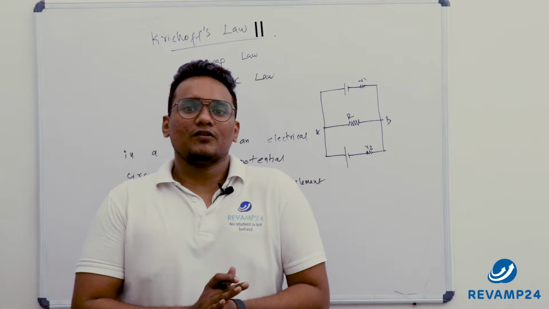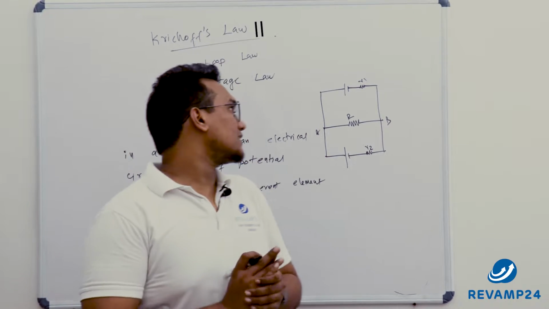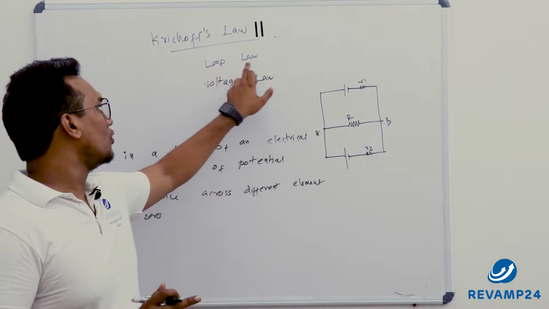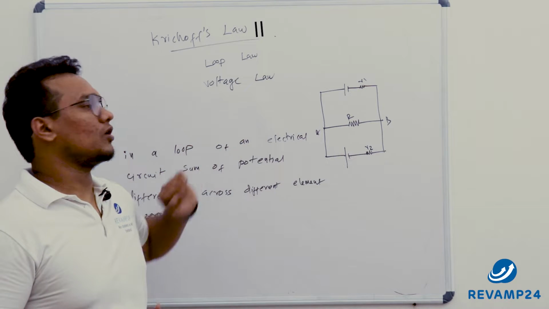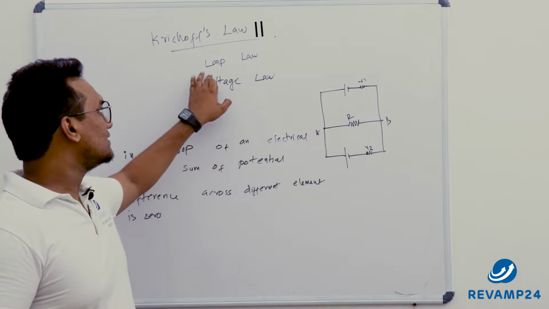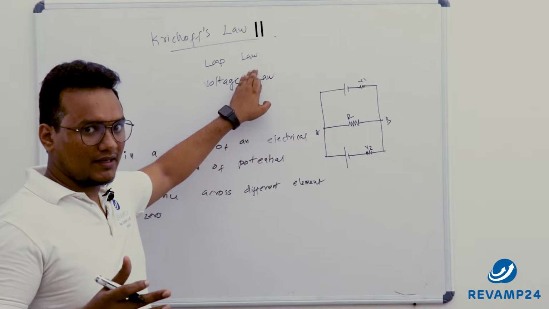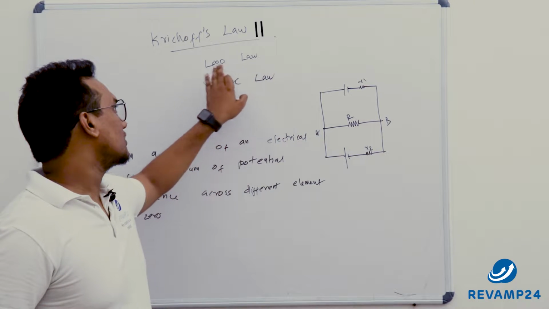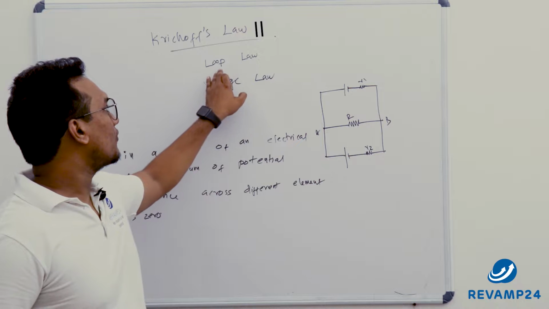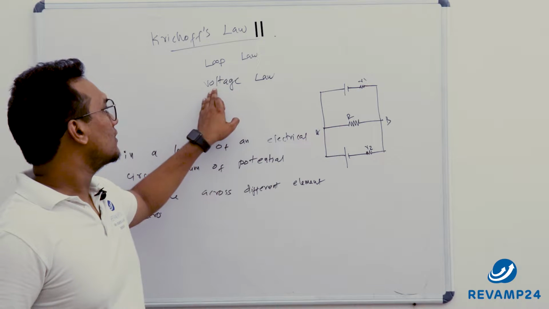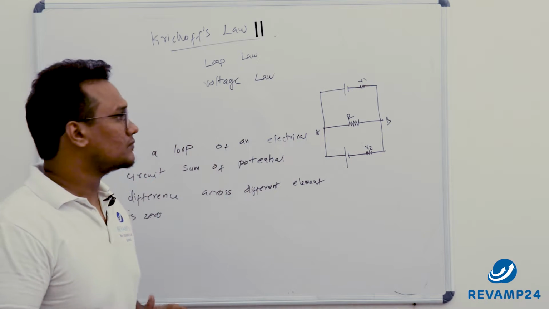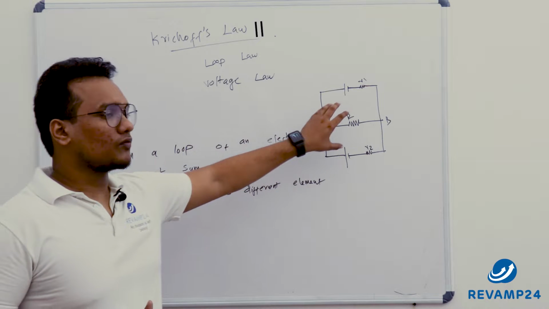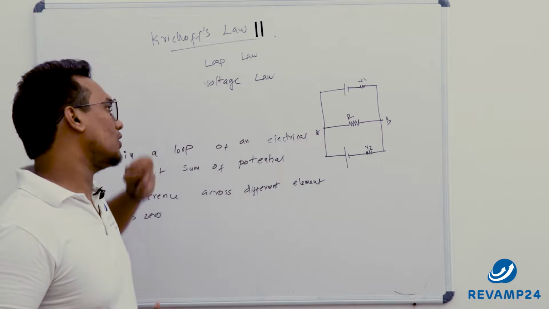Here I will explain Kirchhoff's second law. This is also termed as loop law or voltage law. Previously it was the junction law, which means it is applicable across junctions. Here it is applicable for loops, and this is also taken as voltage law, because here we are talking about voltage. Previously it was the current law.